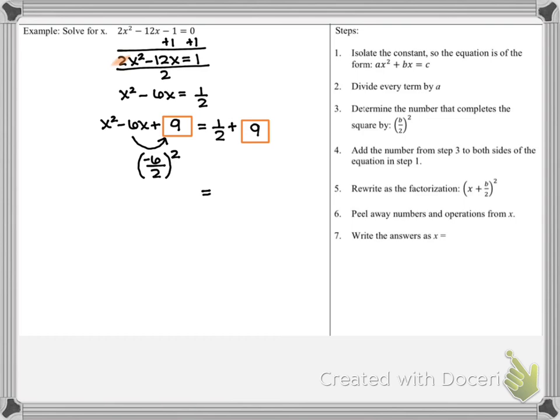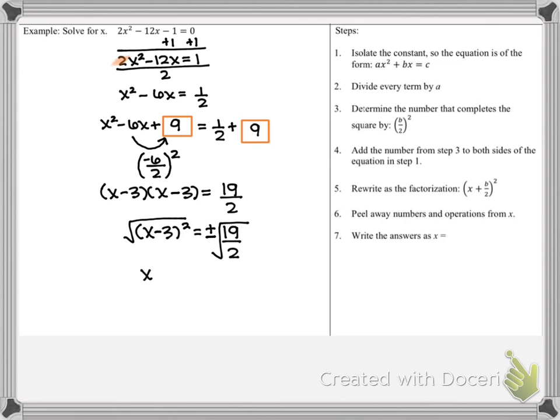We can go ahead and combine the terms on the right-hand side. That is 9.5, or we can rewrite it as 19 over 2. At this point, we would rewrite this as the factorization. So this would have been x minus 3 times x minus 3. Those match, so we can rewrite it as x minus 3 squared is equal to 19 over 2. Now start peeling away. Don't forget the plus or minus in front of the square root of 19 over 2. The square and the square root cancel. Parentheses are no longer necessary. I don't know what the square root of 19 over 2 is, so I'm just going to leave it as it is. Add the 3 to the other side. Since we do not know the square root of 19 over 2, we can actually leave our answers like this.